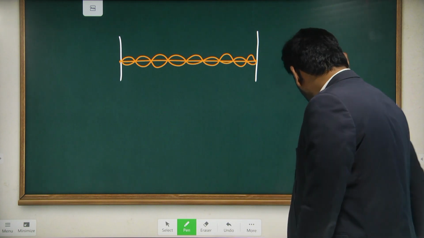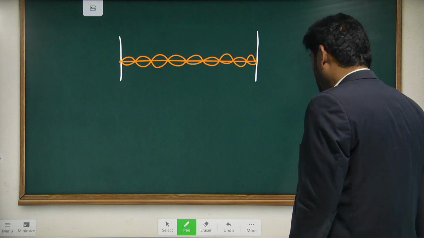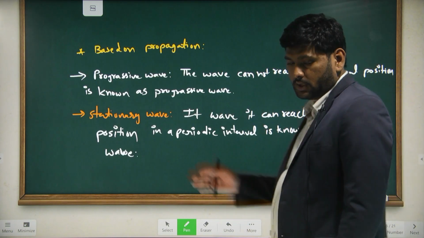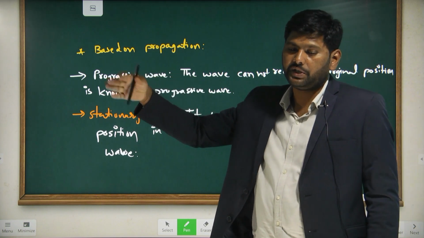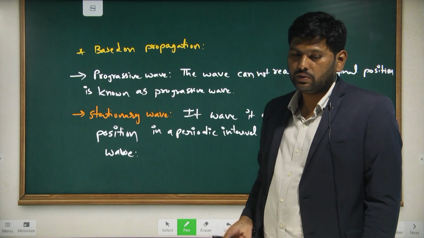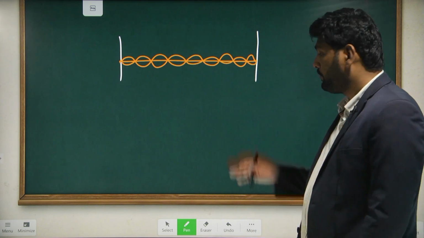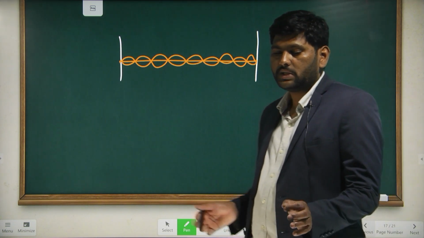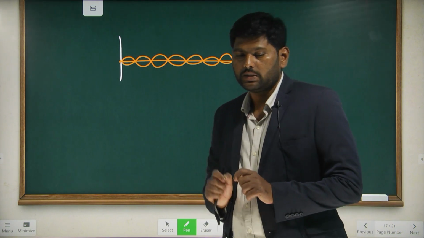Stationary wave. Whereas in the case of a progressive wave, the energy is transported unless the total energy gets lost, isn't it? So that kind of wave is known as a progressive wave. But in the case of a stationary wave, the energy is trapped between the points. So the wave is known as a stationary wave.